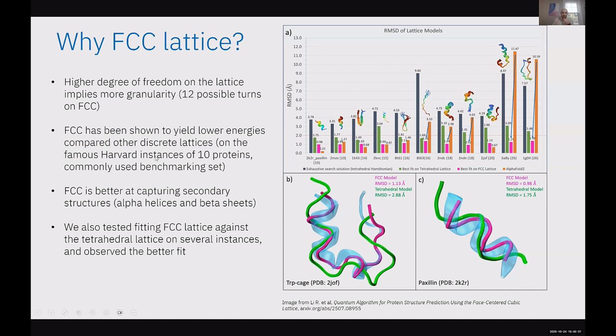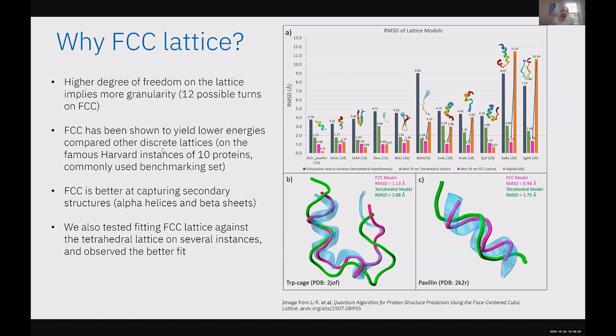There is a paper that shows this on the famous Harvard instances of 10 proteins, which is a benchmarking set people use. And more importantly for us, people have shown, and we wanted to verify ourselves as well, that this lattice is better at capturing secondary structures. If you have an alpha helical structure or beta sheets, FCC lattices can fit those secondary structures much better.